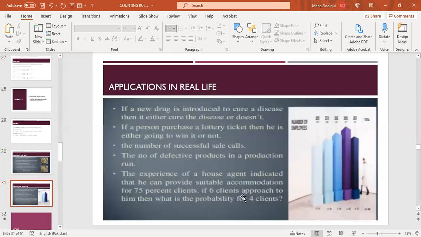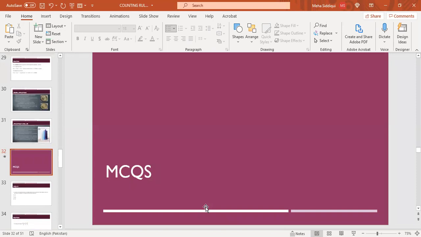Applications in real life. If a new drug is introduced to cure a disease, then it either cures the disease or does not. If a person purchases a lottery ticket, then he is either going to win it or not. Other examples are the number of successful sales calls and the number of defective products in a production run. The experience of a house agent indicated that he can provide suitable accommodation for 75% of clients. If 6 clients approach him, then what is the probability for 4 clients? So in such cases, we apply the binomial distribution.